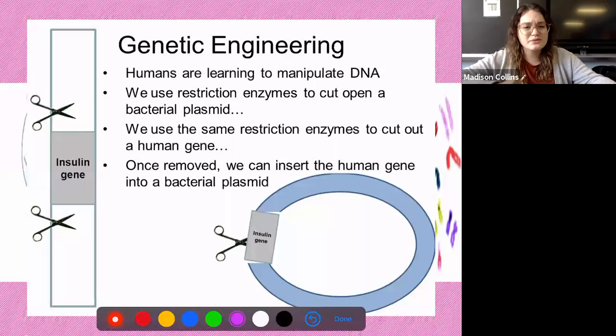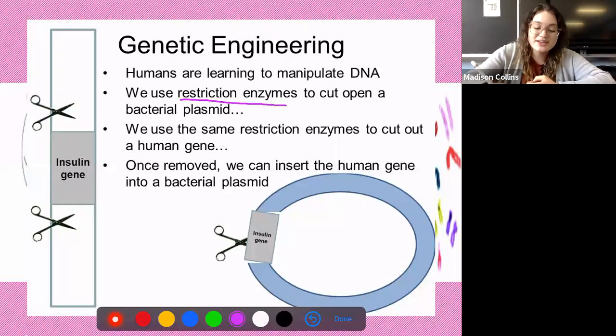But let's look at what this process actually looks like. So today in class, we talked about CRISPR, but this is not the only form of genetic engineering we have. In fact, we've actually been doing this for quite some time now. So humans are learning how to manipulate DNA, and we do this by using restriction enzymes to cut open a bacterial plasmid. Remember, our restriction enzymes are those molecular scissors, right?